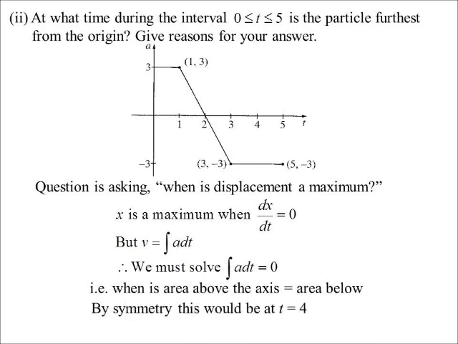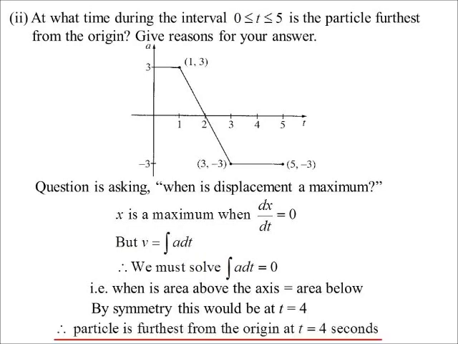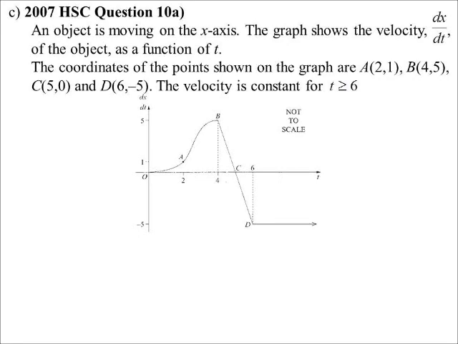So by symmetry, it's got to be at t equals 4. Because the rectangle plus triangle, well then this triangle gives me the same area as that triangle. So I'm looking for 1 unit along after that triangle. So at 4, those areas would be equal.